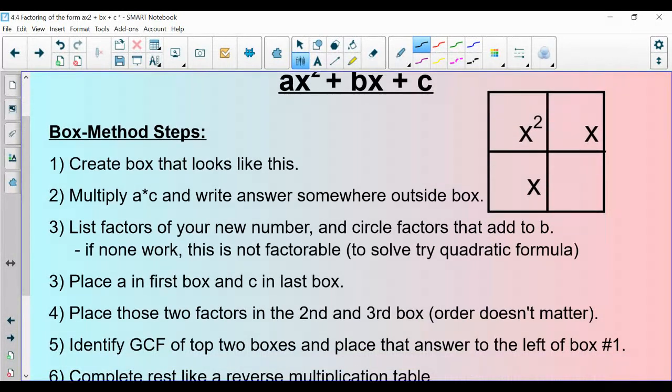Here are our steps for using the box method. Step 1 is to create the box that looks like this. I'm going to refer to this box as box number 1, 2, 3, and 4.